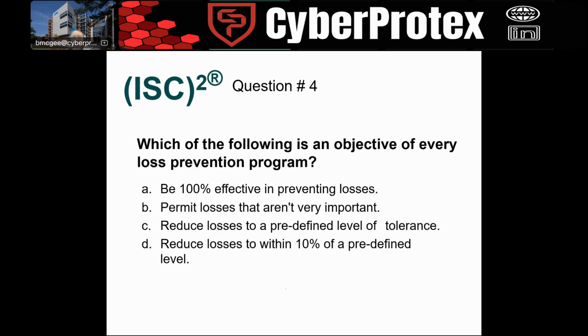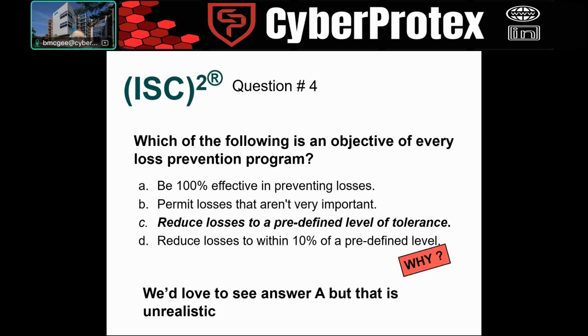Which of the following is an objective of every loss prevention program? D, reduce losses to within 10% of a predefined level. C, reduce losses to a predefined level of tolerance. B, permit losses that aren't very important. And A, be 100% effective in preventing losses. All right, yeah, so C is the answer.